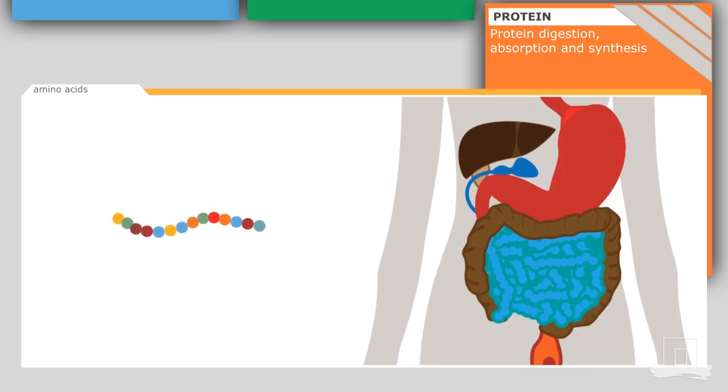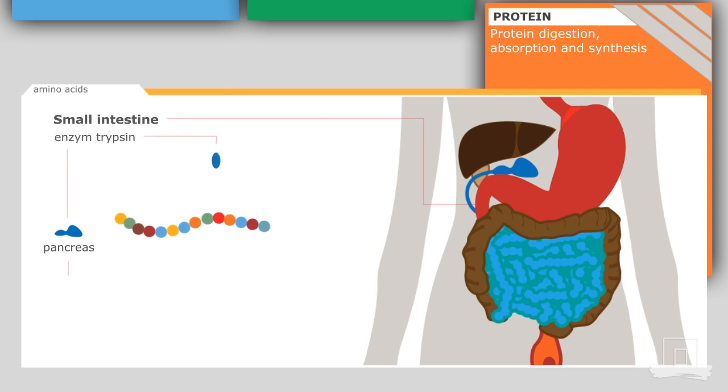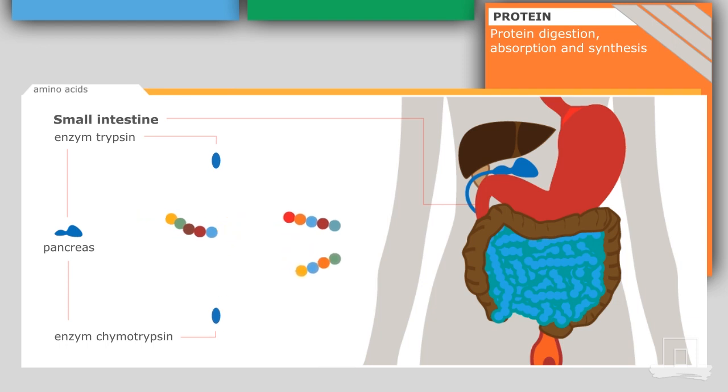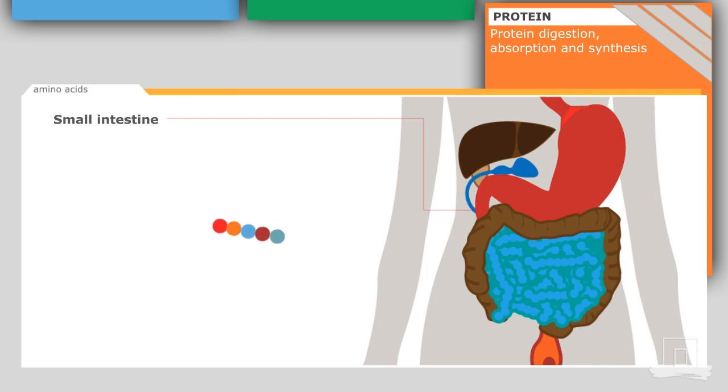The food then reaches the small intestine where two enzymes are added from the pancreas, and those enzymes are called trypsin and chymotrypsin. What these enzymes do is they also cleave the polypeptide chain at specific amino acid sequences. So at the end you end up with smaller peptides. But digestion is still not complete. We still don't have individual amino acids.